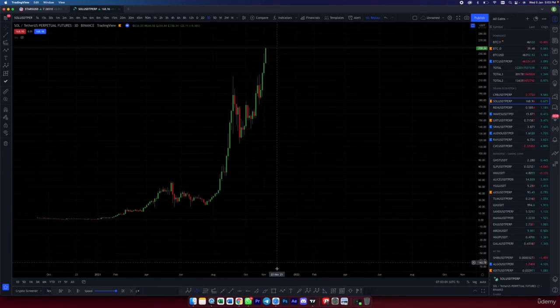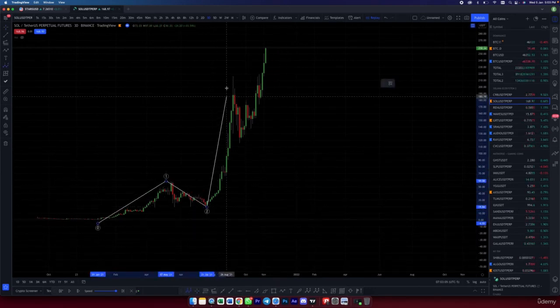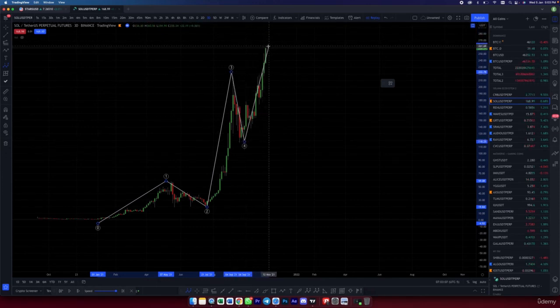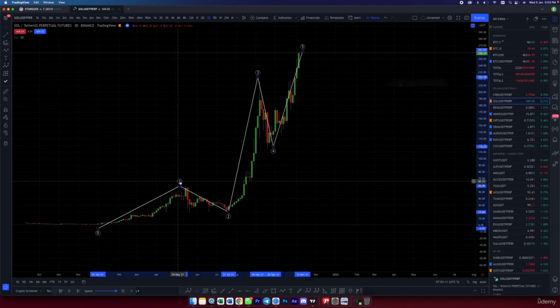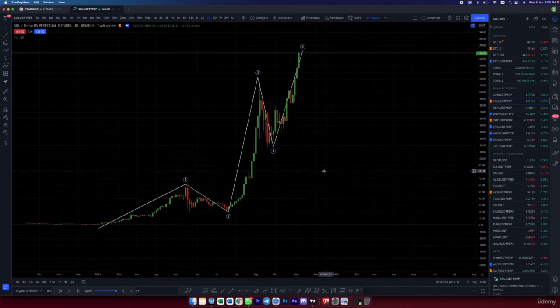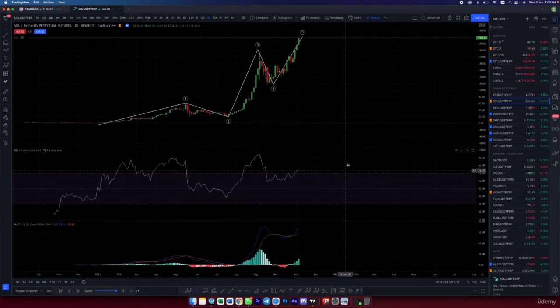Although the wave count is now clear, so 1, 2, 3, 4 and 5, what we want to see now is what about our other two criteria, that is MACD and RSI? Can we see those also meeting?